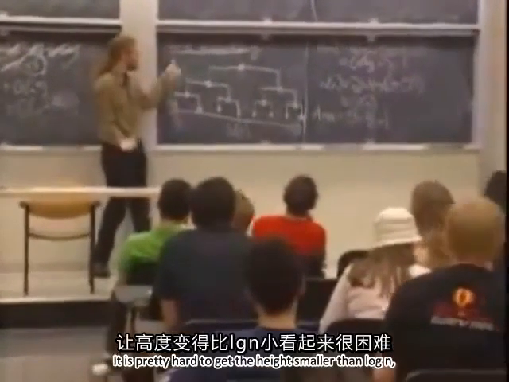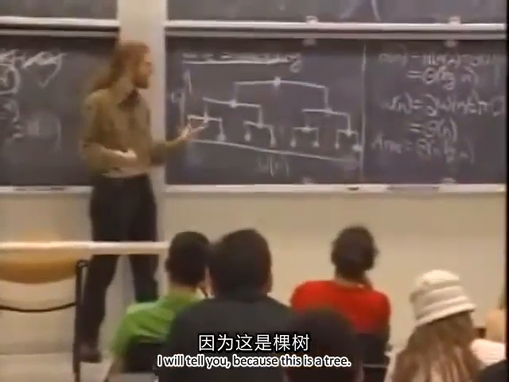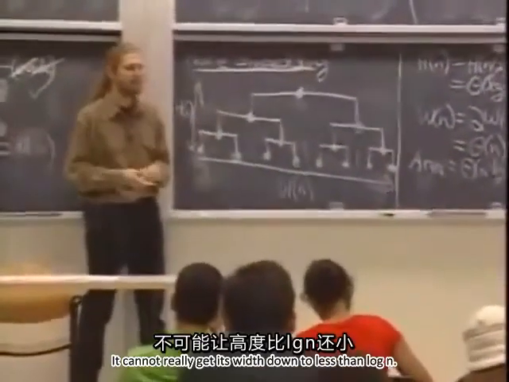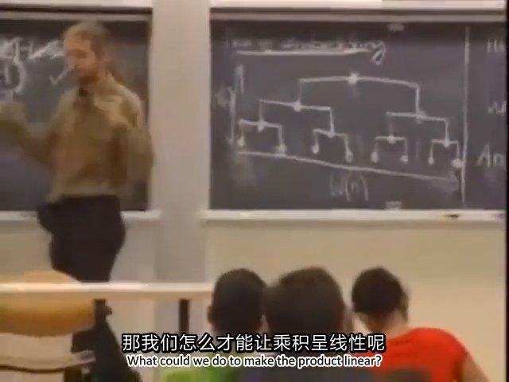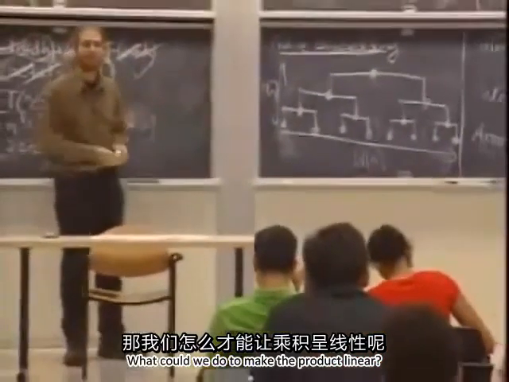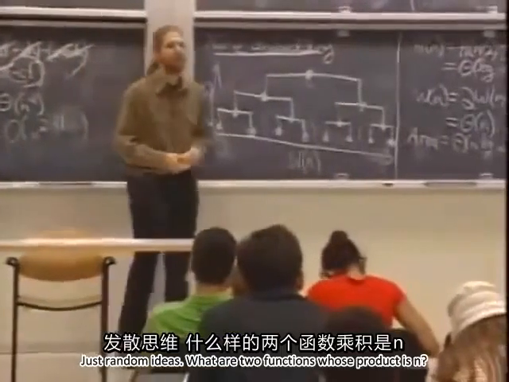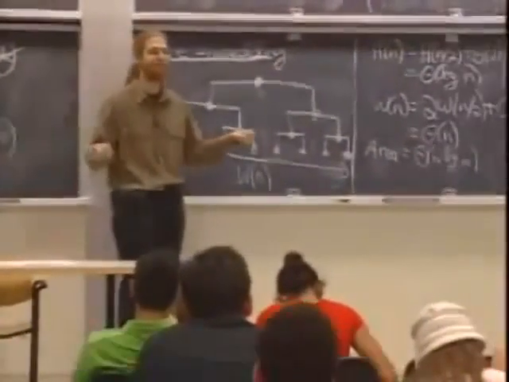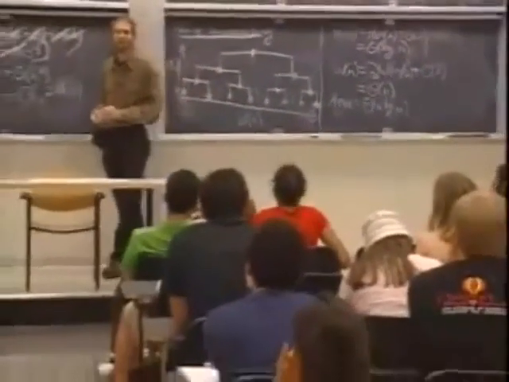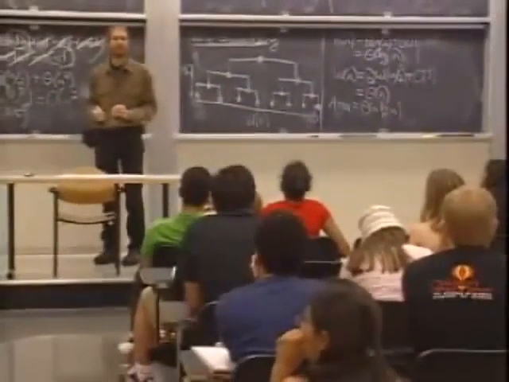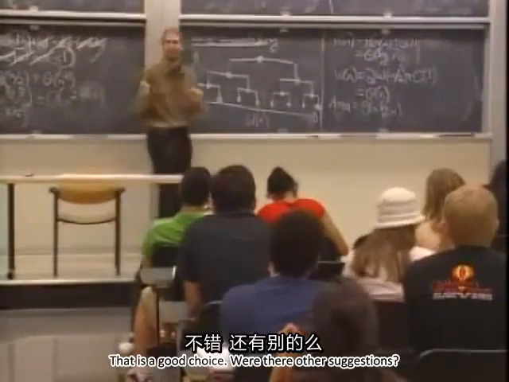Okay, it's pretty hard to get the height smaller than log n, I'll tell you. Because this is a tree, can't really get its width down less than log n. So what could we do to make the product linear? Just random ideas. What are two functions whose product is n? Square root of n and square root of n. That's a good choice. Were there other suggestions?